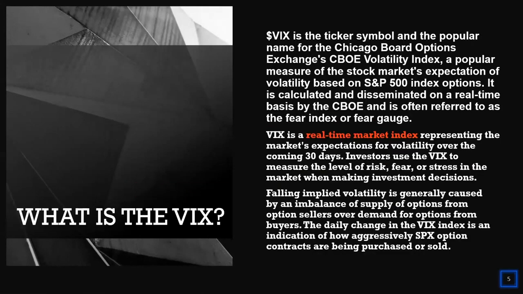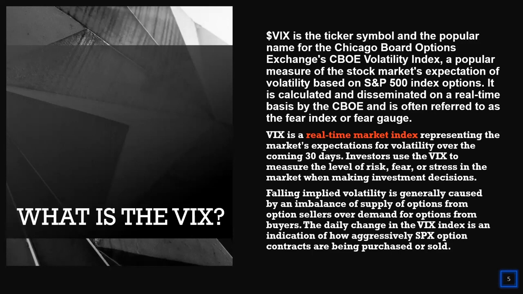So what is VIX? I realize there are going to be people here who know a little, and some who know a lot. VIX is a ticker symbol from the CBOE, and it's basically there to measure the volatility on the S&P 500 index options. It's calculated and disseminated in real time. That was what was important to me: viewing something in real time that represents the market's expectations for volatility over the next 30 days. Investors use it to measure the risk, fear, and stress of the market.